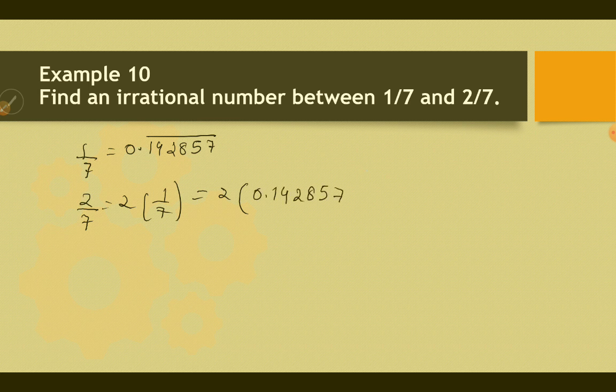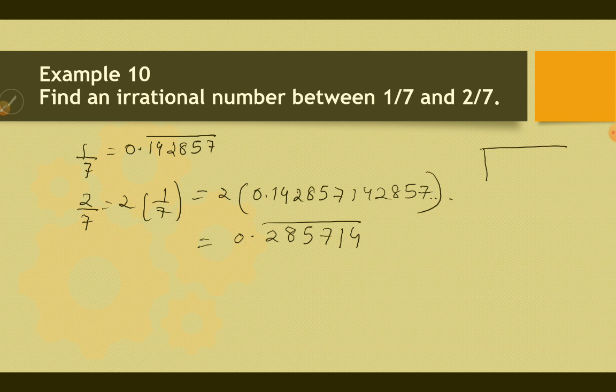That is 0.142857, and it repeats again, 142857, and it goes on. So you will get the answer as 0.285714 the bar, or else you can do it by the long division method.